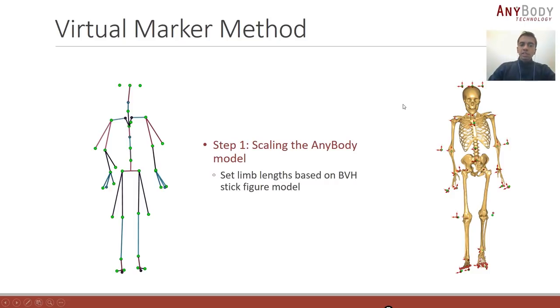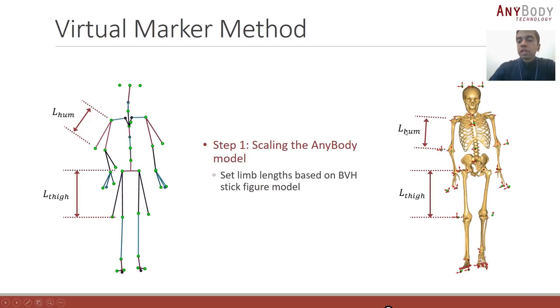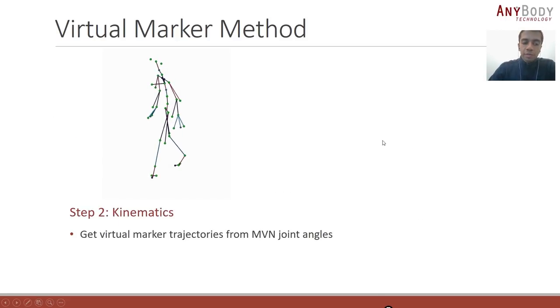So once this is done, the first step is to then scale the AnyBody model by taking distances between pairs of virtual markers and then setting the dimensions of the AnyBody model to be equal to the same distances. So once you've done this for all the limb segments in your AnyBody model, you've successfully scaled the AnyBody model to match the physical dimensions of the experimental human subject. Once this is done, we can move on to step two, which is the actual kinematics.